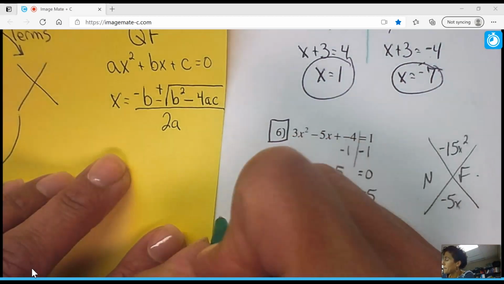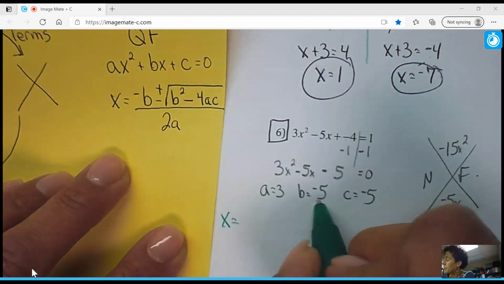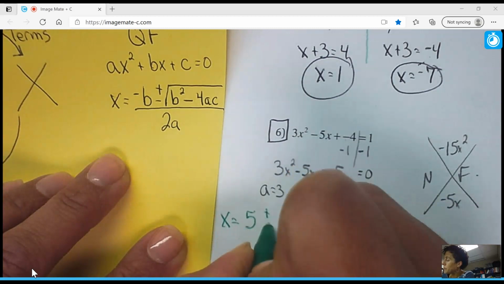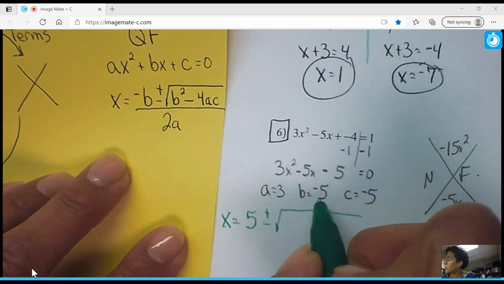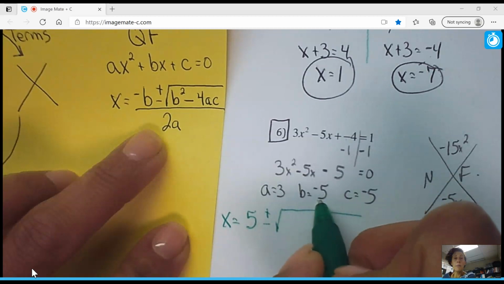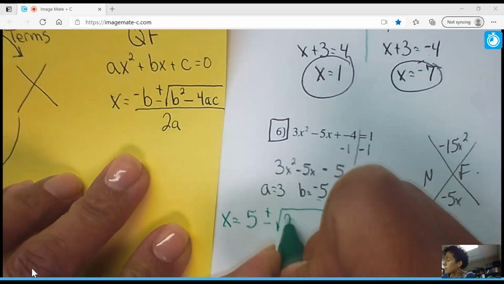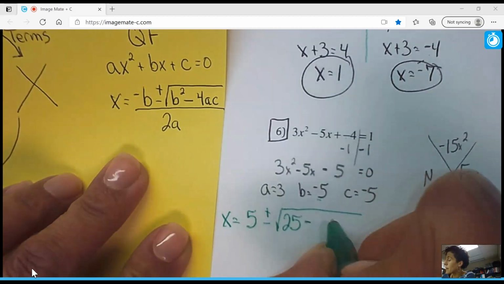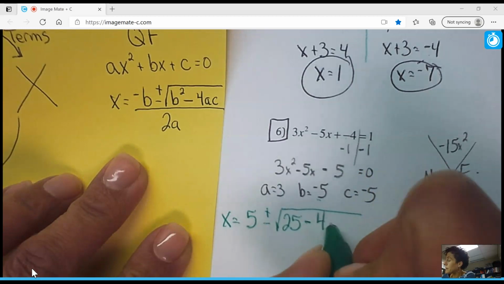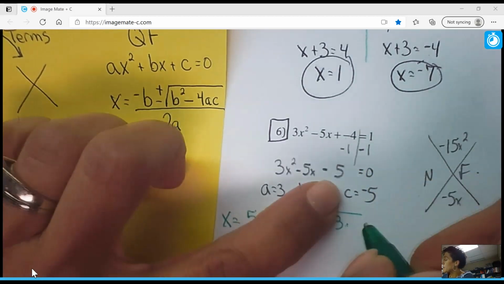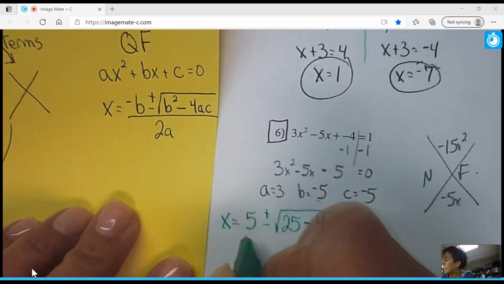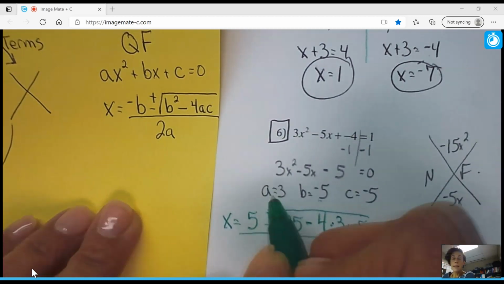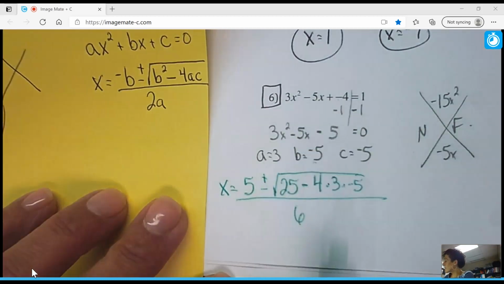So it goes x equals opposite of b, so I'll put a 5 plus or minus square root, and then in the square root I will take b and square it, so negative 5 squared is 25, it's always a positive number, minus 4 times my a times my c, and then all of this will be over 2 times a, so 2 times 3, which is 6.